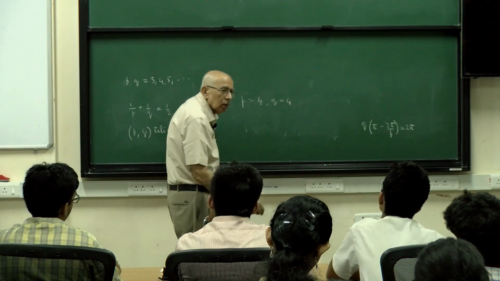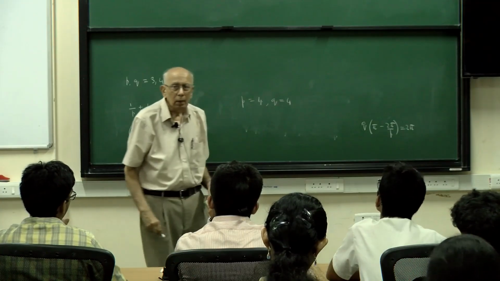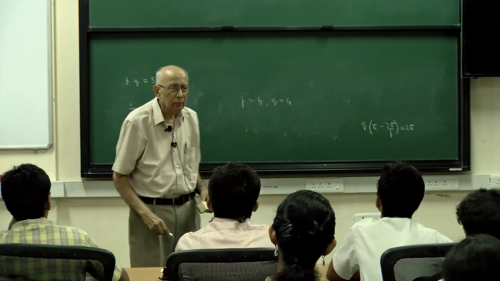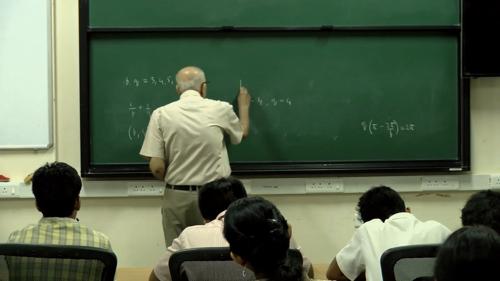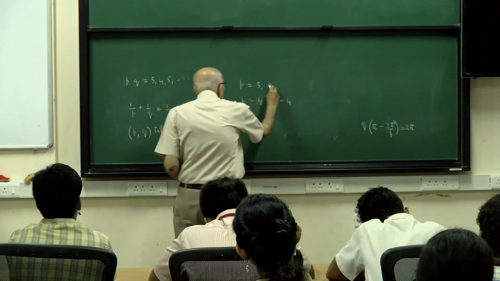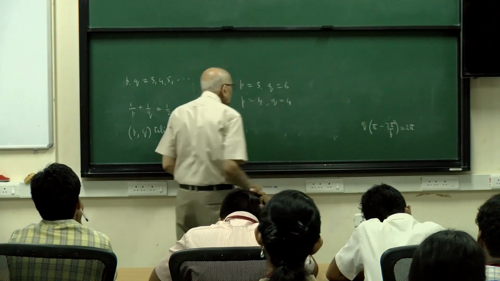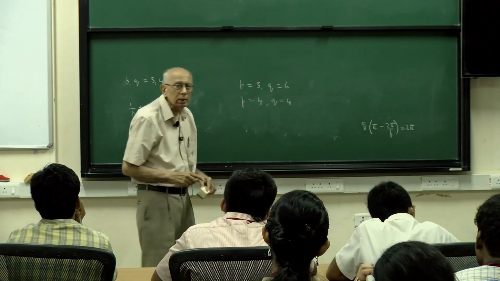That's our square tiling on the floor. 1/4 plus 1/4 is equal to half, right? But it's also clear that p equal to 3, q equal to 6 is a solution. 1/3 plus 1/6 is a half.